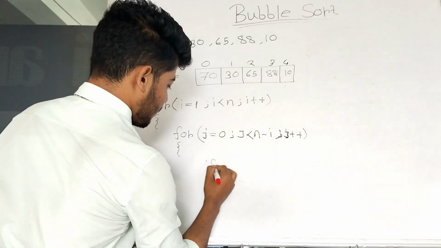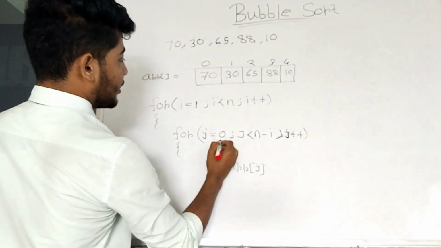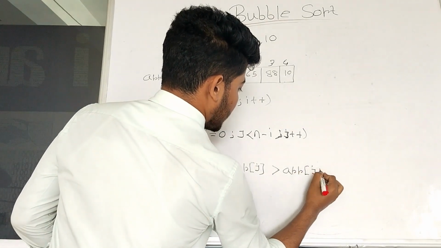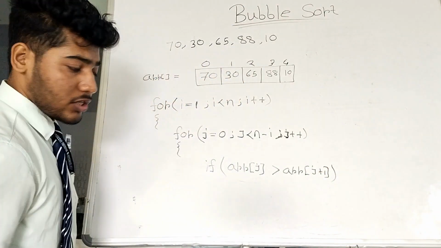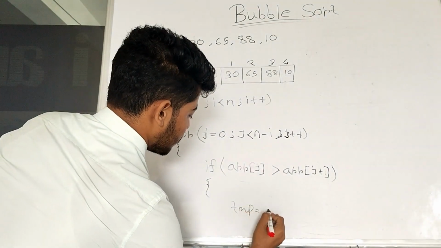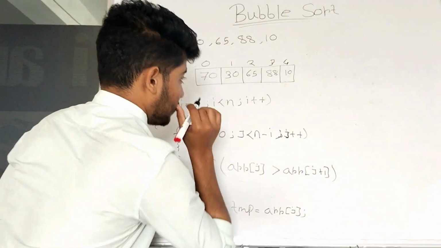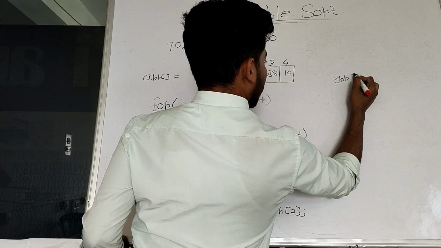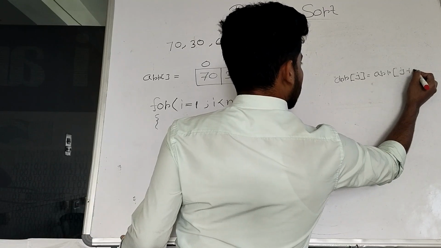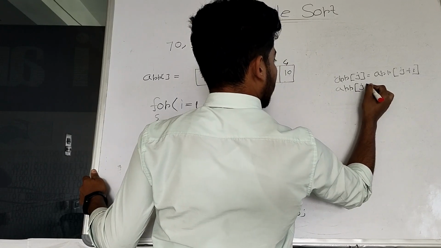If arr[j] is greater than arr[j+1], then we will interchange. So first take one variable tmp equals arr[j], next arr[j] equals arr[j+1], and arr[j+1] will be tmp.